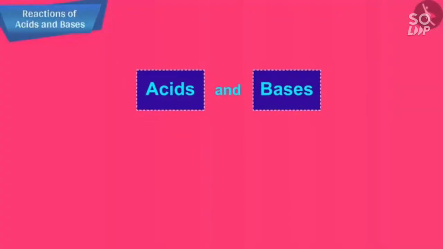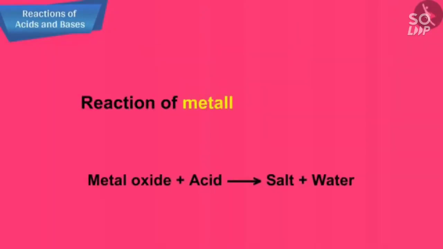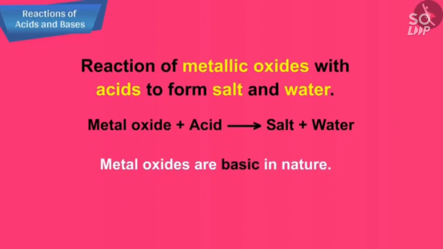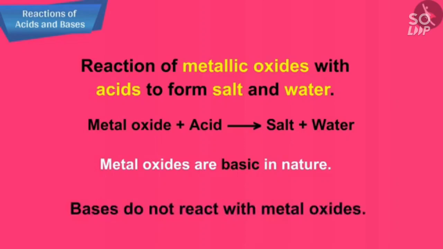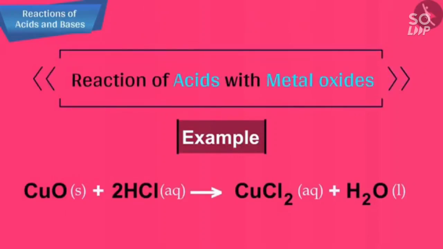Now we will discuss the next type of reaction, which is the reaction of metallic oxides with acids to form salt and water. And students, you already know that metal oxides are basic in nature, and therefore, what we can say about the reaction of bases with metal oxides? Yes, right. Bases do not react with metal oxides. So, let's discuss an example of reaction of acids with metal oxides.